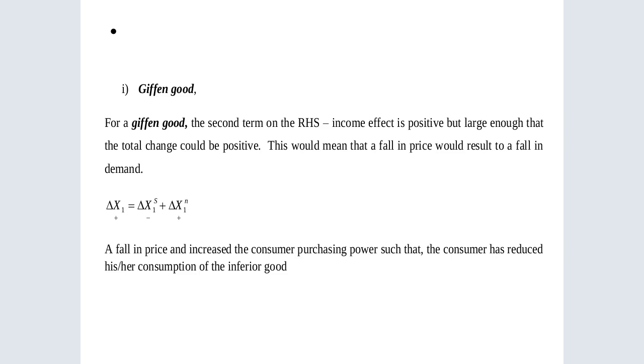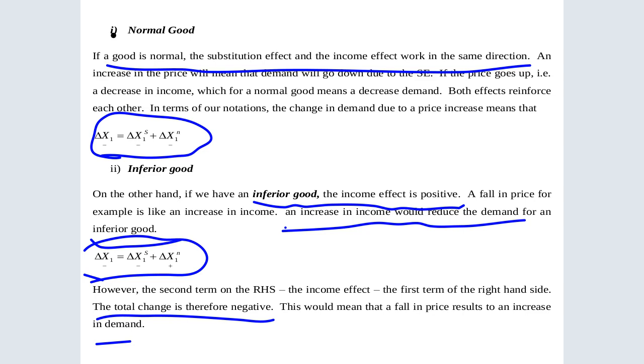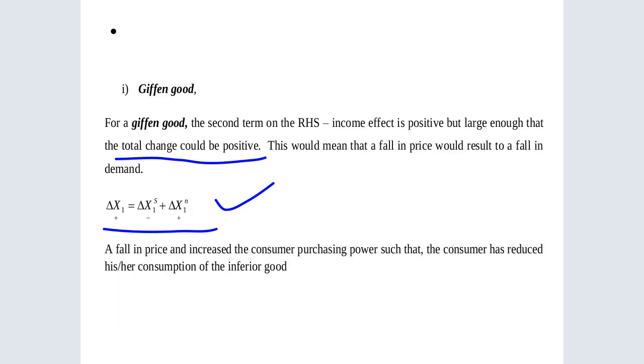So for Giffen goods, the second term on the right hand side, which is the income effect, is positive and large enough to change the sign so that the total change is positive. So for a Giffen good, the income effect is larger, which overshadows the substitution effect. So for Giffen goods, the total change is positive. So you need to understand that for normal goods the total change is negative, for inferior goods the total change is also negative, but for Giffen goods the total change is positive.